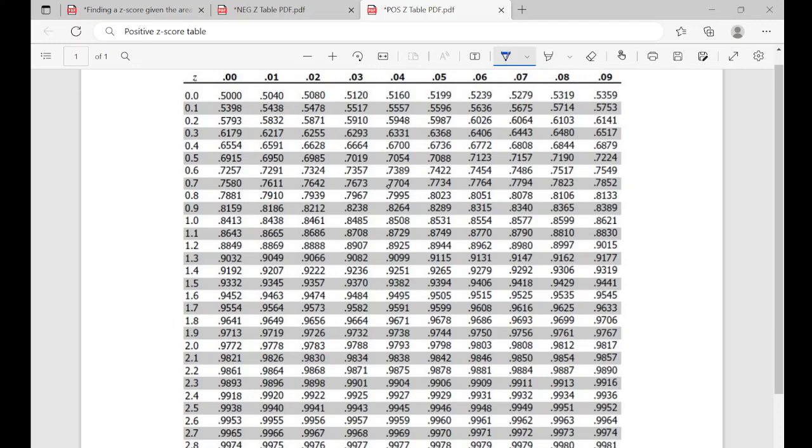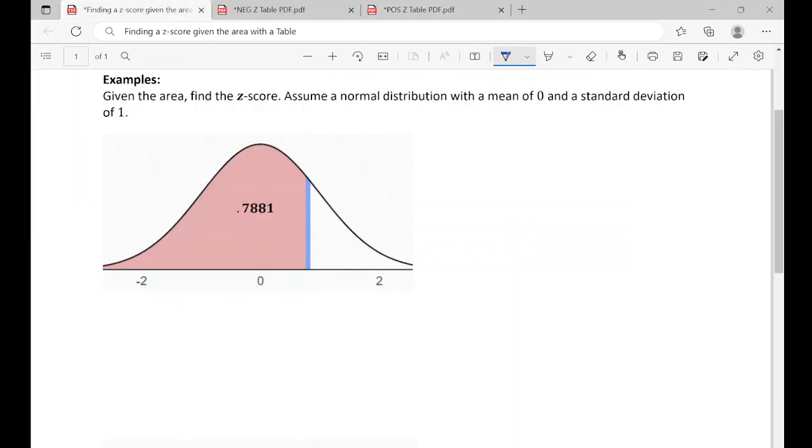So just looking around the table for the closest to 0.7881, we'll see that it actually is right here. Exactly 0.7881. And that corresponds to 0.8 and 0.00. So this z-score for 0.7881 is going to be 0.80. So when we go back to our chart, it's asking for the z-score here. Z is going to be 0.80. And that's all you do. That's it.